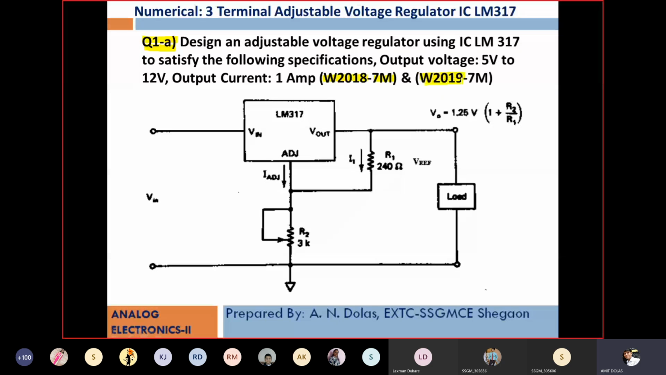The paper setter has not changed even one word. Design an adjustable voltage regulator using IC LM317 to satisfy the following specification. Specifications are output voltage 5 volt to 12 volt. So we have to make a variable positive voltage regulator which will give you 5 volt to 12 volt output. Output current is 1 amp.